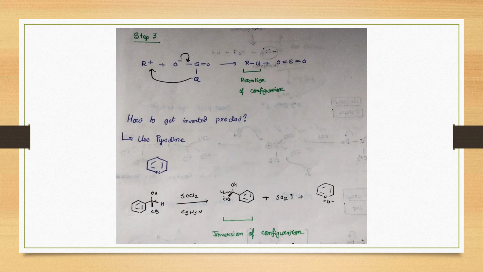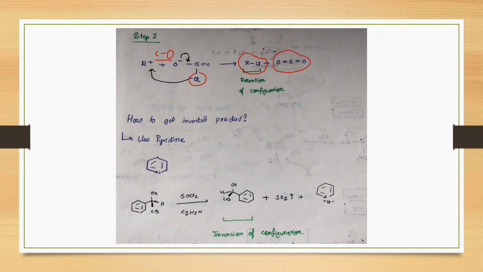So here we can see the actual internal attack, and the dissociation of this R and O bond is actually favored because of this reaction where chlorine, having a lone pair of electrons, will attack the positive center of the carbon, and this will lead to the breaking of this R and O, that is the CO bond, as a result of which we will get RCl as our product and SO2 as the byproduct.